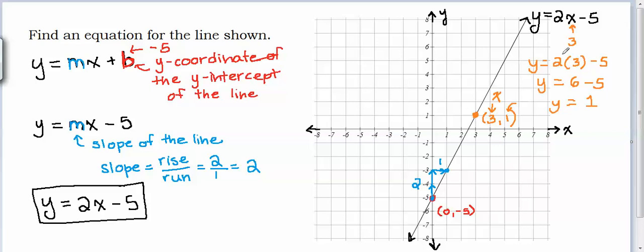So this point on the line does satisfy that equation, so that's further evidence that the equation we came up with was correct. So this is to check your answer, but this is your final answer right here, that equation of the form y equals something times x plus something, and the something you're adding could be negative.